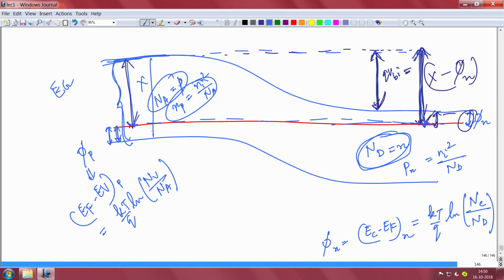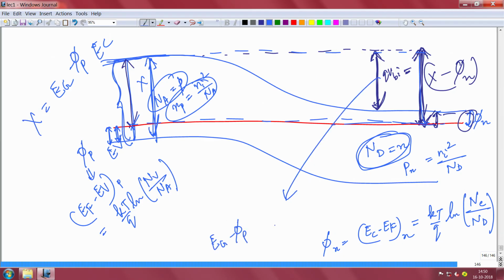Now, this entire thing is the band gap, remember this is the conduction band, this is the valence band. So, this band gap minus this gap, band gap minus phi p, is actually your unknown quantity x. So, QVBI is actually given by x, which is nothing but band gap minus phi p minus this phi n, this is your QVBI.